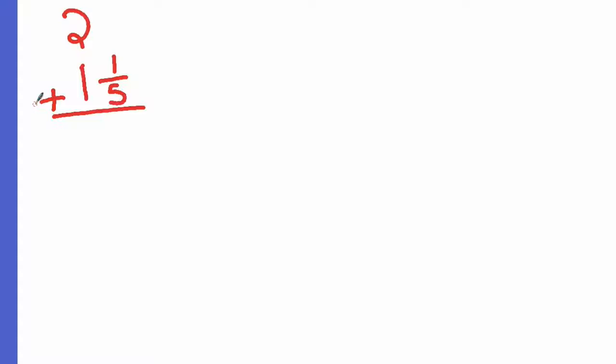You start on the right, and then you go to the left. So what's 1/5 plus nothing? 1/5. 2 plus 1 is? 3. So the answer to 1A is 3 1/5.